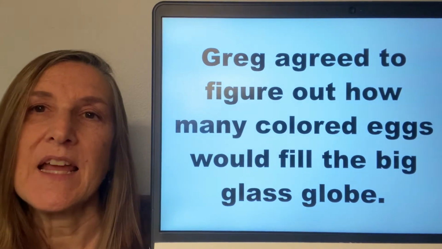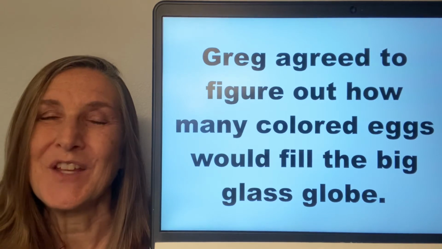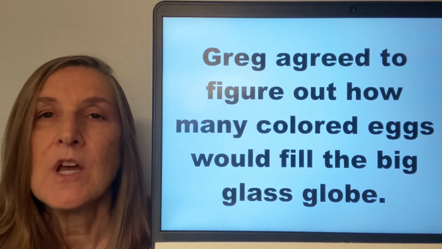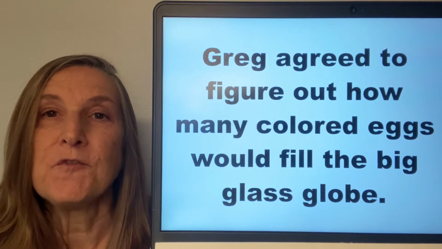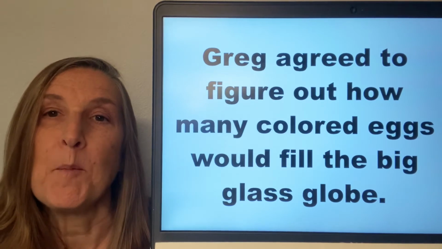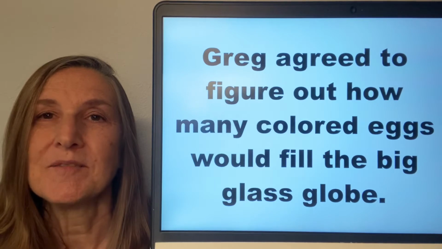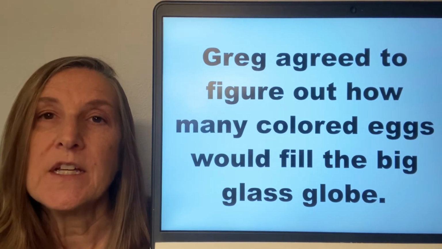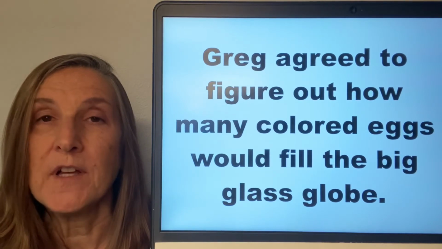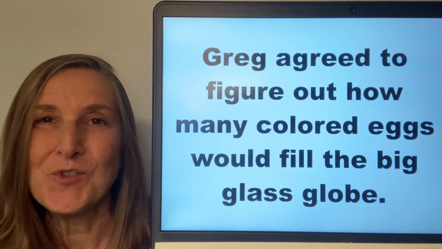Here's a sentence that uses the hard G sound. I will read it once, then we'll read it together, and then you try it on your own. Greg agreed to figure out how many colored eggs would fill the big glass globe. Together. Greg agreed to figure out how many colored eggs would fill the big glass globe. Now you try it on your own.